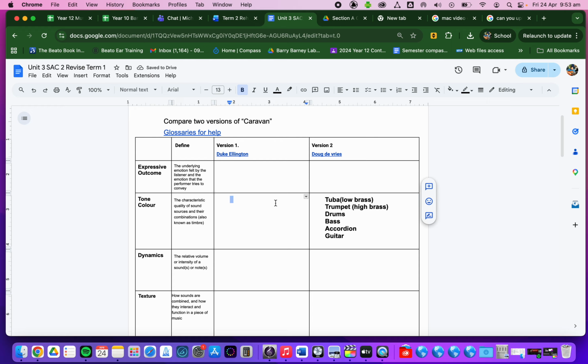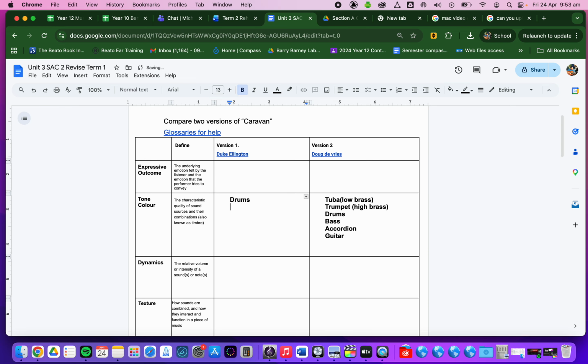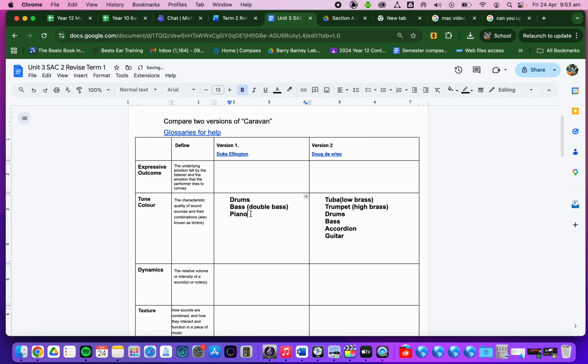In this one, it was just a trio. It was drums, bass, double bass. The other one might have been double bass, but I'm not sure. And piano. So if we're going to the next step, that's the fundamental level. You would describe some of these sounds. So accordion has a bit of a honky sound, maybe.